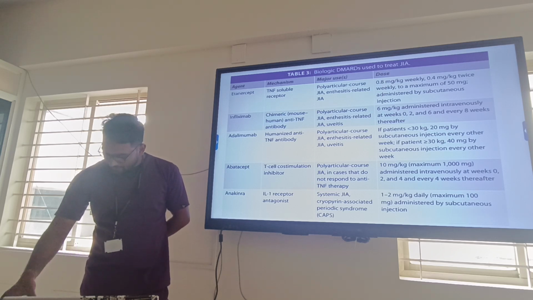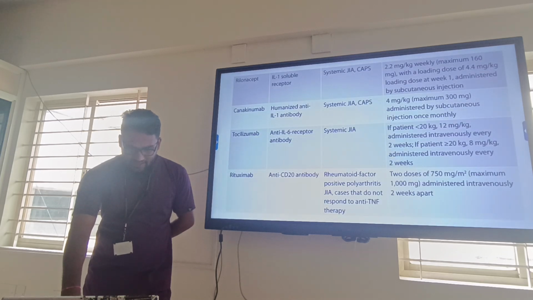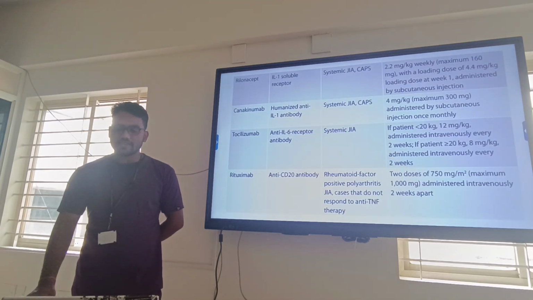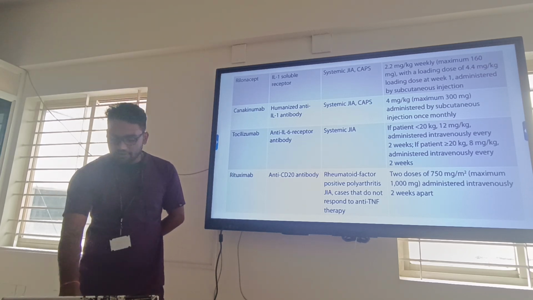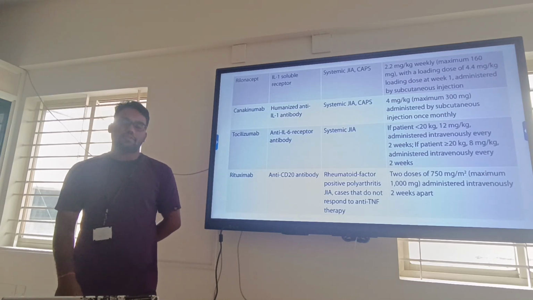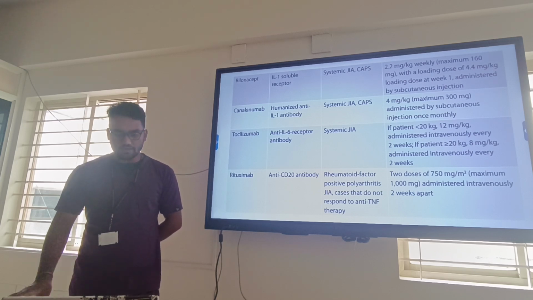Another line we have is anakinra, then rilonacept and canakinumab. These are the interleukin inhibitors. The most commonly used is anakinra, the one which has fewer ADRs. If the patient is not tolerating it or significant improvement is not seen, then they get switched to rilonacept and canakinumab.